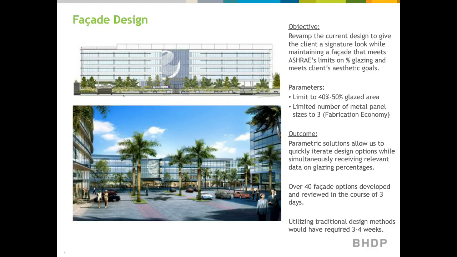One of the challenges with this was actually determining those parameters. The most obvious is the ratio of glaze to opaque materials, but what a lot of people worry about is how to actually maintain control of the design without getting caught in the weeds of what seems like an infinite number of possible solutions. So in order to combat that, we impose other restrictions as well. We limited the number of metal panel sizes to 3, and that makes it less expensive to fabricate.